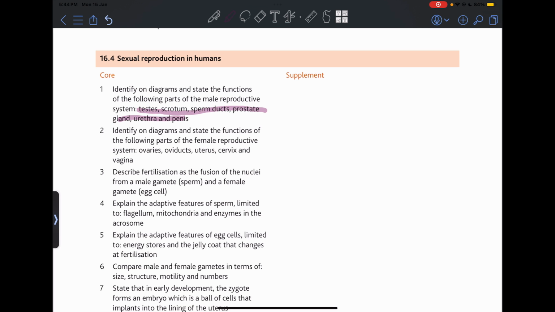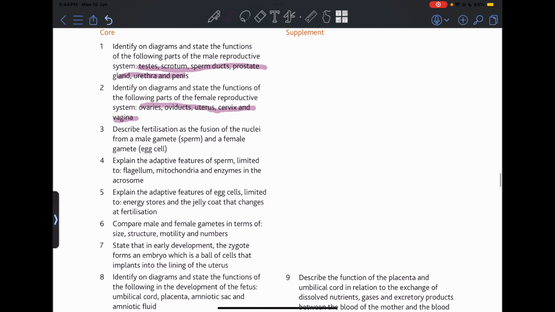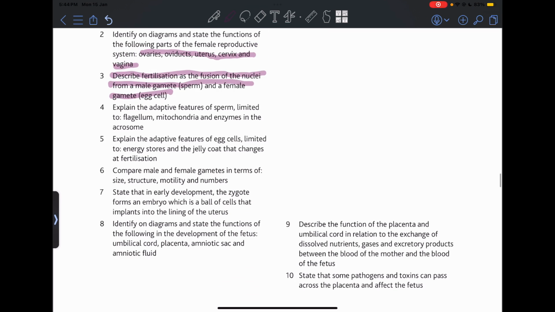Now, number 2 says identify on diagrams and state the functions of the following parts of the female reproductive system, which is ovaries, oviducts, uterus, cervix, and the vagina. Number 3 says describe fertilization as the fusion of nuclei from a male gamete, the sperm, and a female gamete, the egg cell. So this is the definition of fertilization for humans.